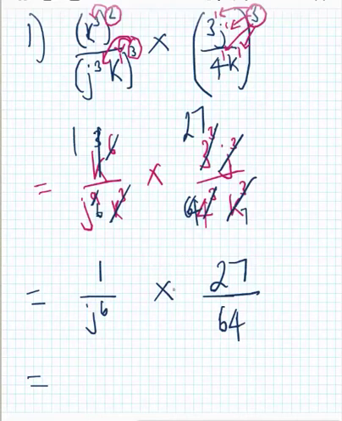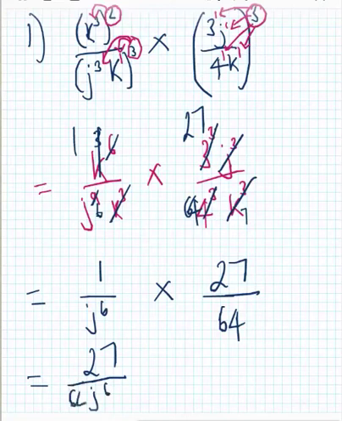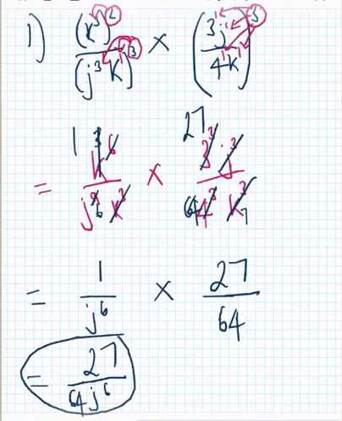So now I'll multiply everything out. 1 times 27 is 27 over, I've got j to the power of 6 times 64. So the 64, I'll just write it first. And that's our answer. 27 over 64, j to the power of 6.